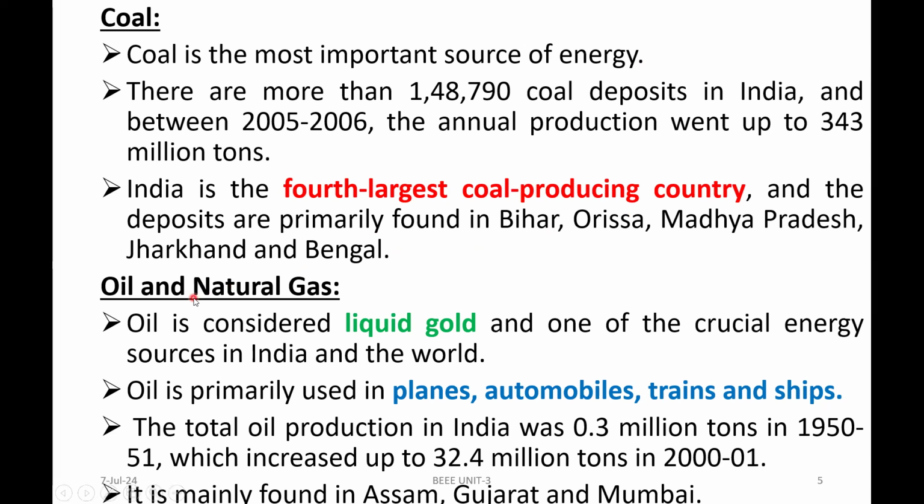In a similar fashion, oil and natural gas is liquid gold, and oil is primarily used in planes, automobiles, trains, and ships. Oil production in India was 0.3 million tons between 1950 and 51, which increased up to 32.4 million tons. Right now, it is above 50 million tons. It is mainly found in Assam, Gujarat, and Mumbai.